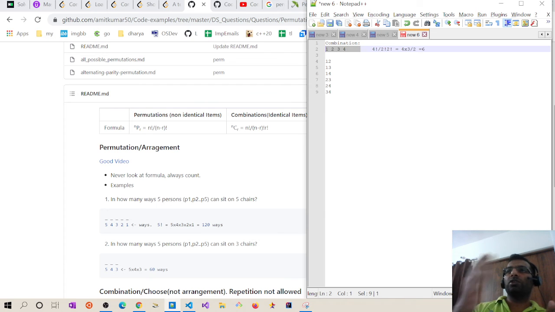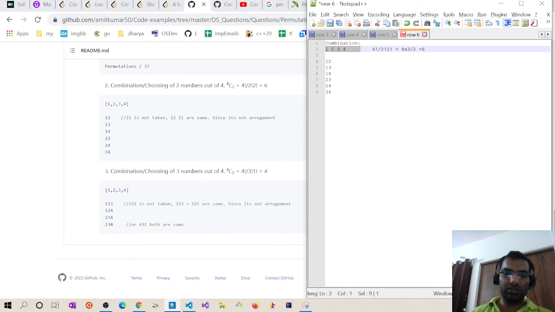So in combination, people are standing in a row. You just pull two people out of it, or maybe n number of people out of it. The question ends there. It's not about arrangement. So that's the basic difference. Let us consider one more example.